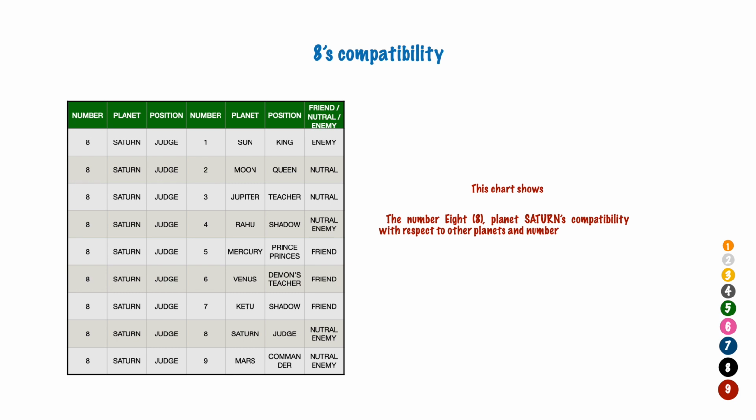So now, I hope you can understand number 8 is a little different because, as we discussed in the planets' qualities, number 8 belongs to Saturn. Saturn would always judge you based on your karma. So, what do you think would be the relationship with other numbers? Let us see in this chart.